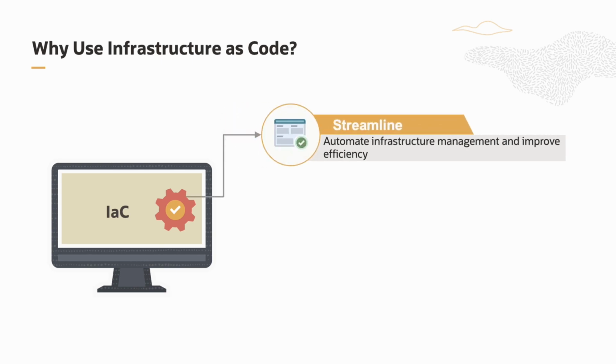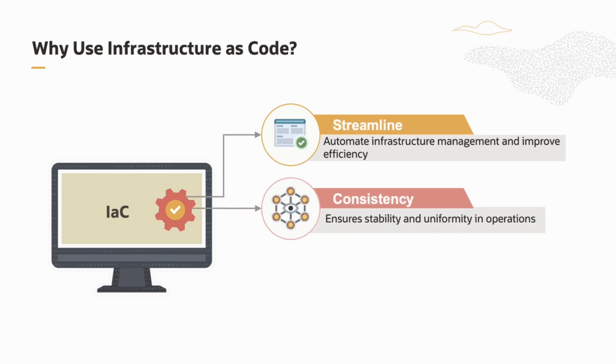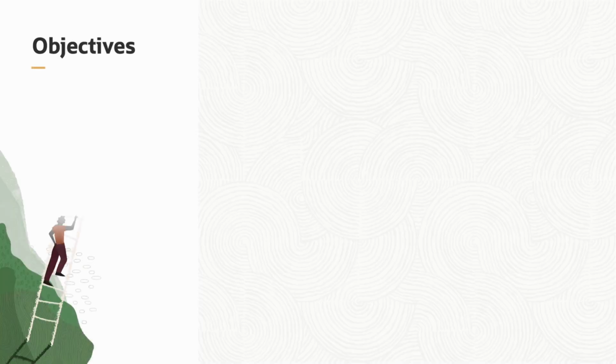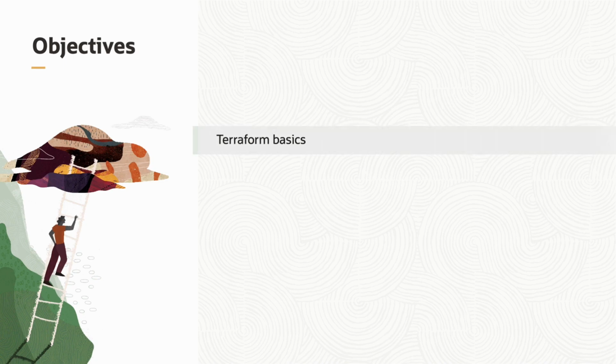Automating infrastructure management enhances efficiency by reducing manual tasks and optimizing resource utilization. Consistency refers to maintaining uniformity and stability in processes, configurations, or actions, ensuring reliability and predictability across operations. Scalability refers to the ability of a system or application to handle increasing workloads and adapt to changing demands without compromising performance or reliability.